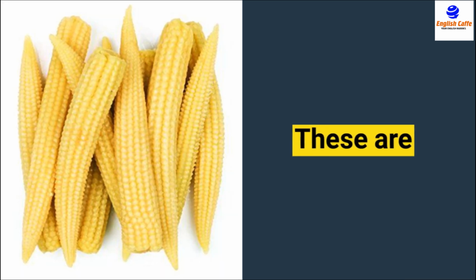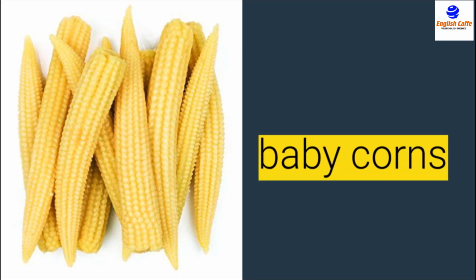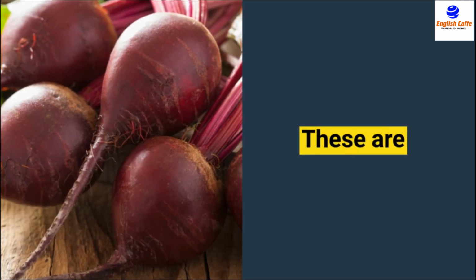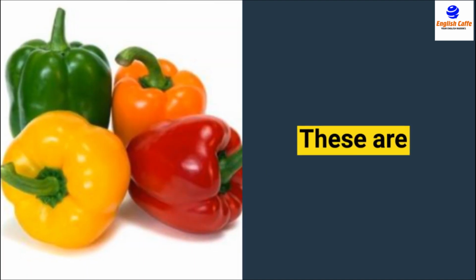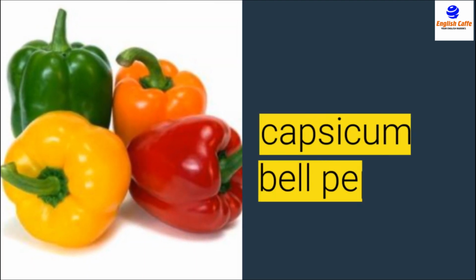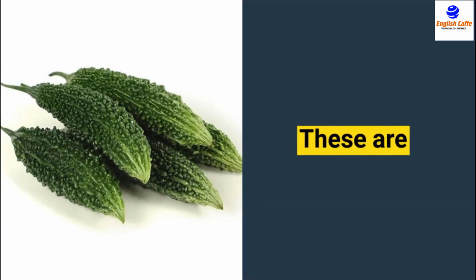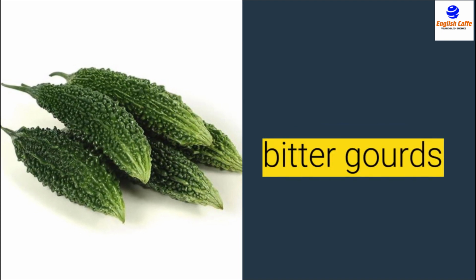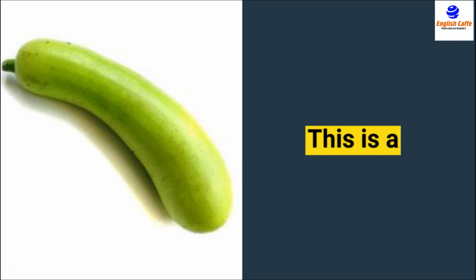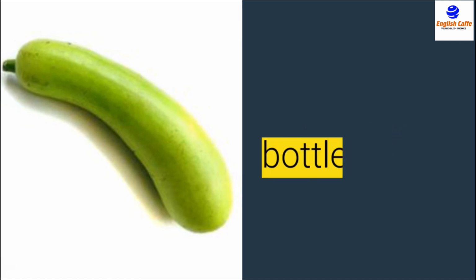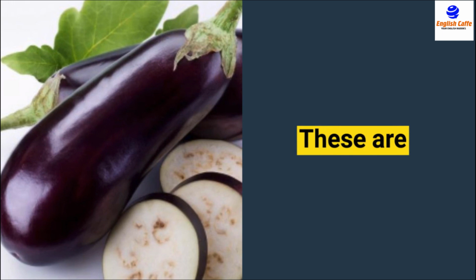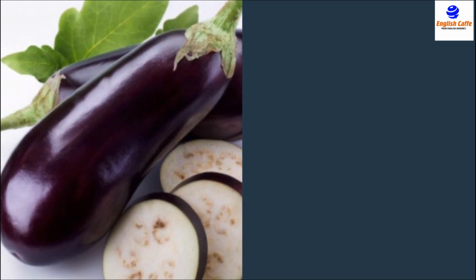These are baby corns. These are beetroots. These are capsicums or bell peppers. These are bitter gourds. This is a bottle gourd. These are brinjals. This is a broccoli.